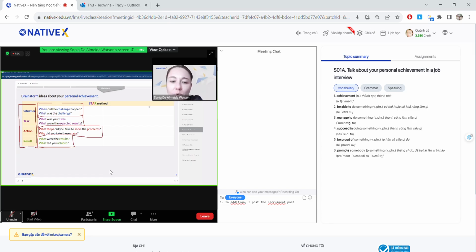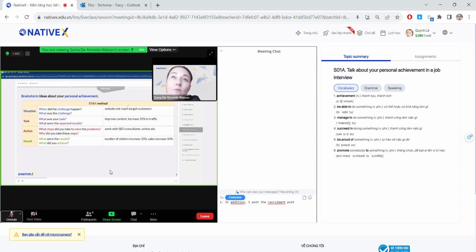Let's look at the examples over here. For example, if I work at a marketing company, website did not reach the target customers. Now, as you can see, when I'm brainstorming ideas, I'm just using basic phrases or basic keywords just so that I have all the information that I need for all of my parts of the STAR method. So over here, website not reach target customers. These are my keywords or key phrase for what was the challenge.